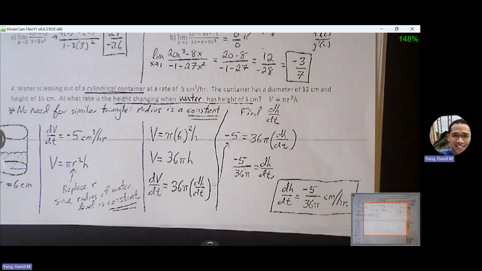So we know our radius is 6, put 6 in for R, get that cleaned up. And as soon as you do that, you're ready to find your derivative. V becomes dV dt, H becomes dH dt. Your dV dt is a -5. And divide that 36 pi over and you're done.